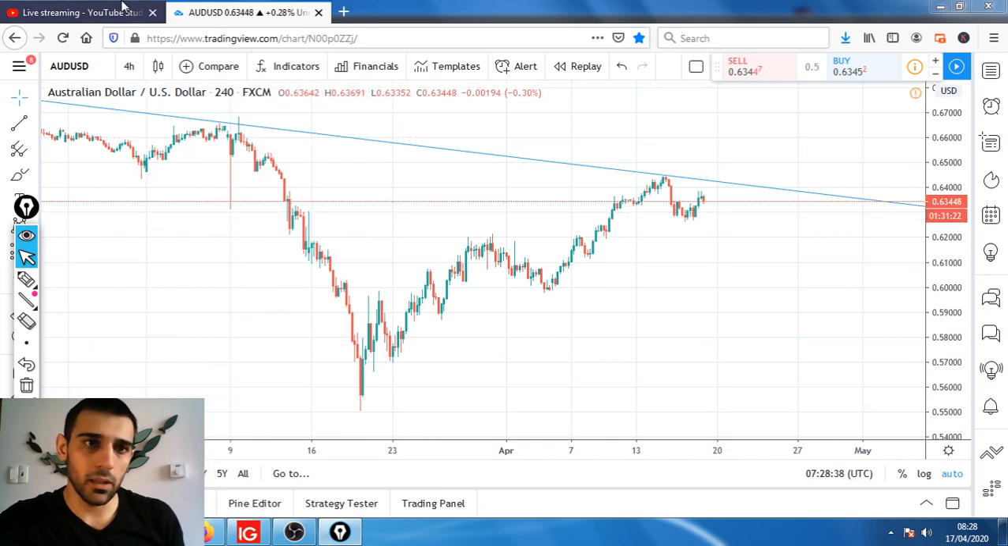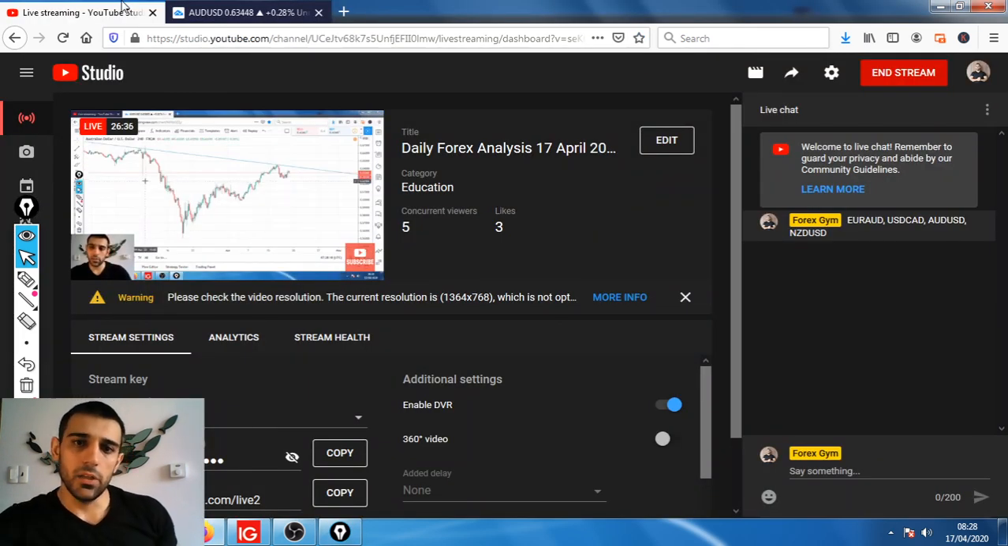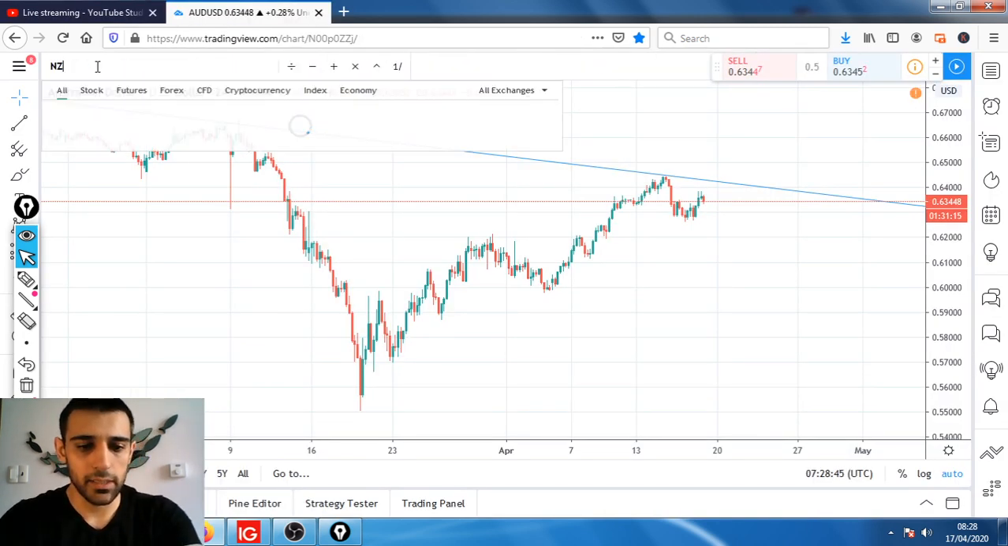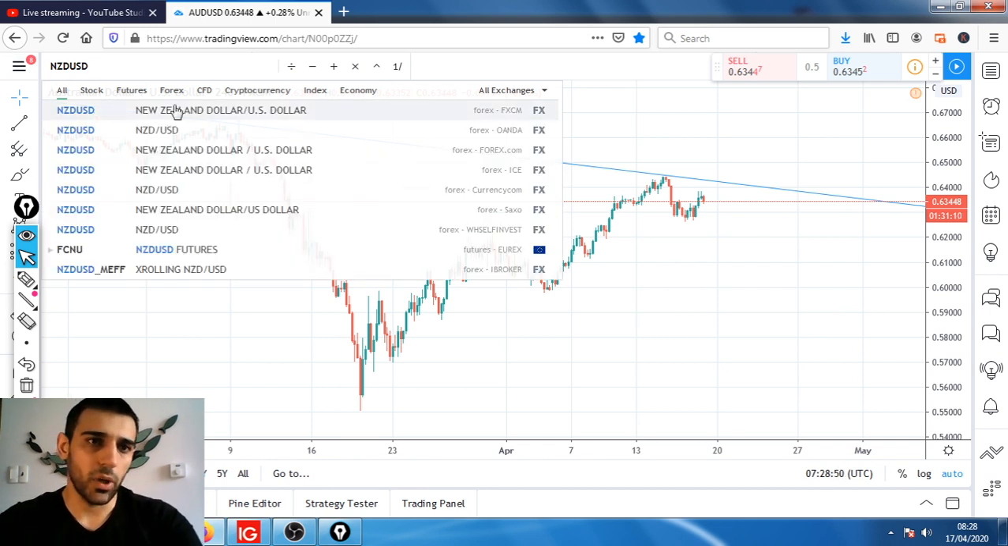Let's move to the, I believe, last currency. Yeah. New Zealand dollar against US dollar. Let's discuss New Zealand dollar against US dollar. NZDUSD. Let's do that one, and we're gonna wrap it up.